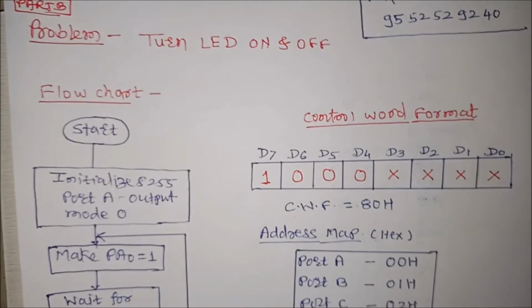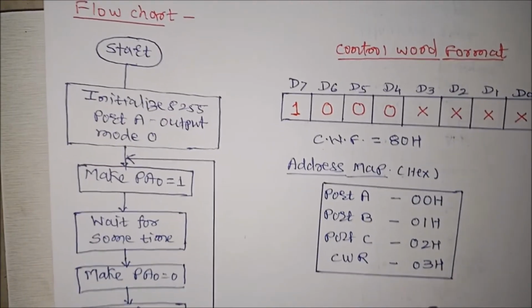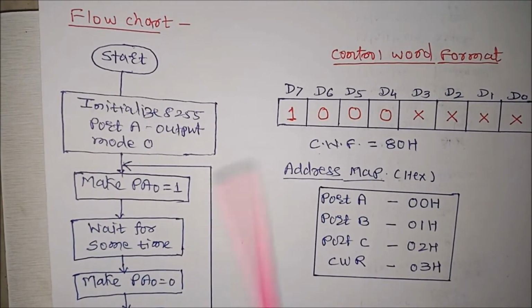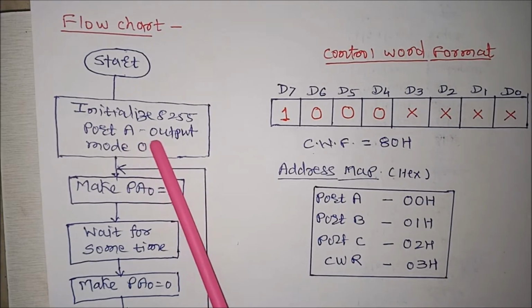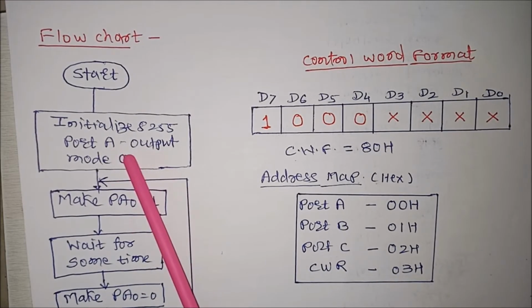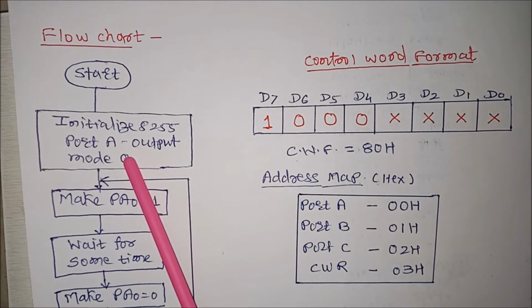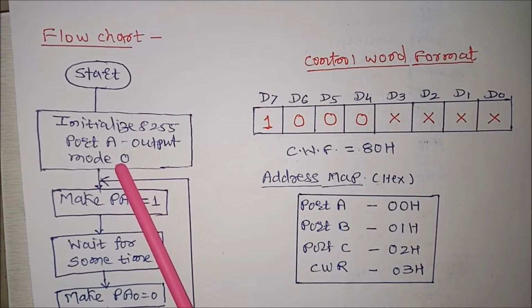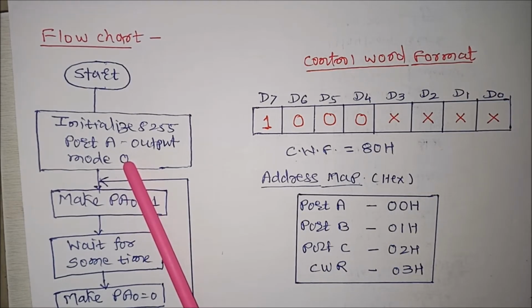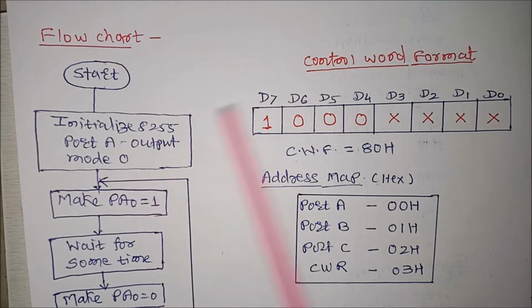Now what is that flowchart? That is like this one. So we first have to initialize the 8255 for our requirement. Since port A is used as output, accordingly we have to write the control word format. Here we'll assume that port A is used in simple I/O mode.